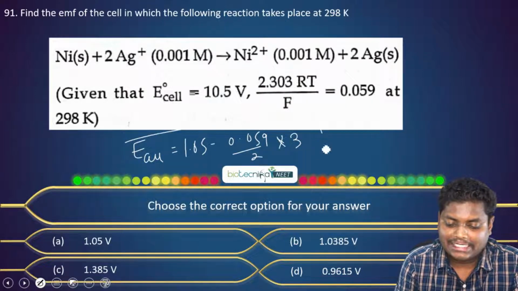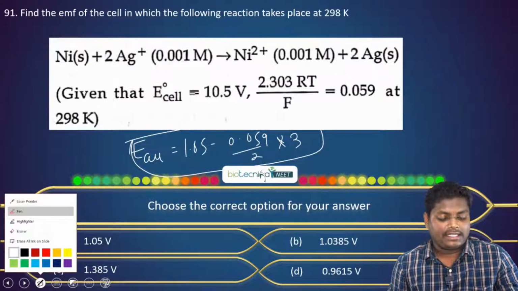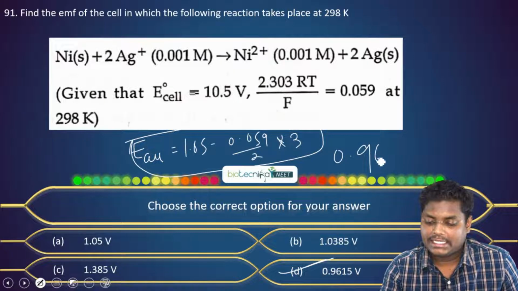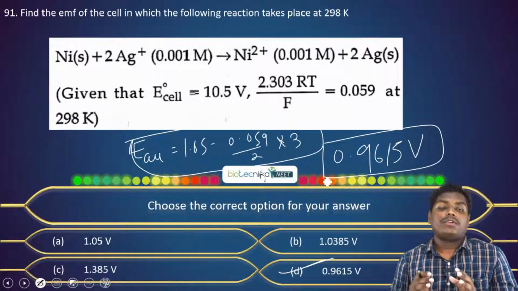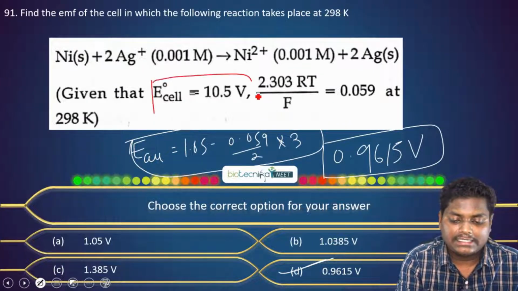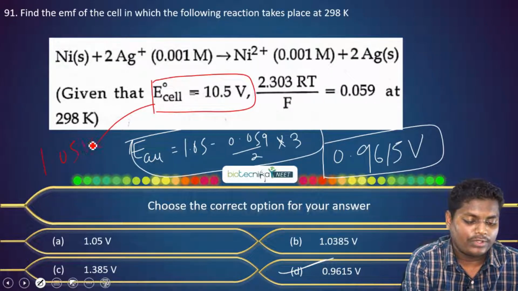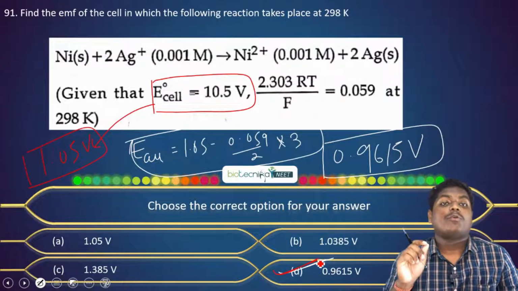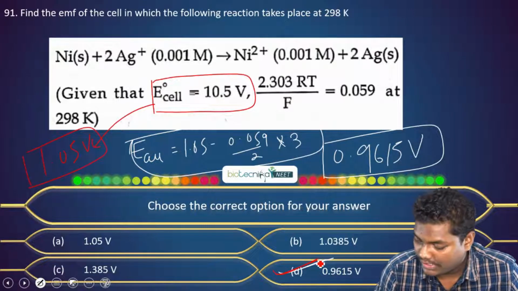Now if you exactly solve this relation, you'll get the answer to be D, 0.9615 volt. Again, considering that this E naught cell is 1.05 volt, we'll be getting the answer to be 0.9615 volt. Okay, so let's move to the next question.